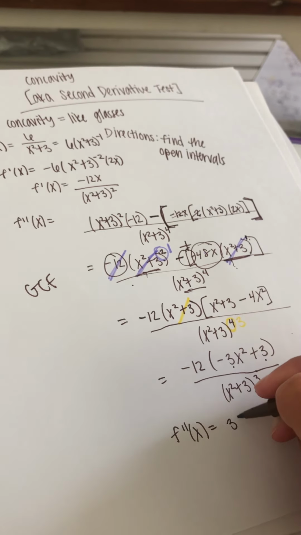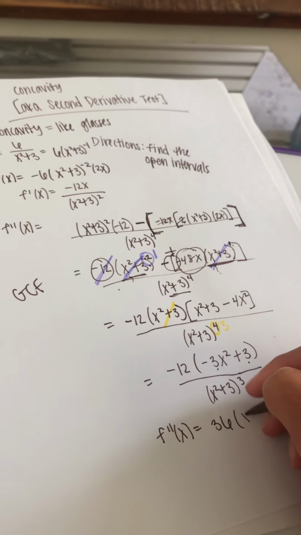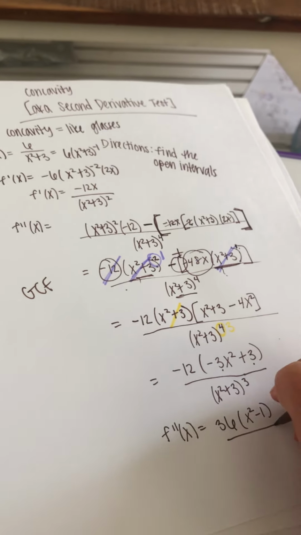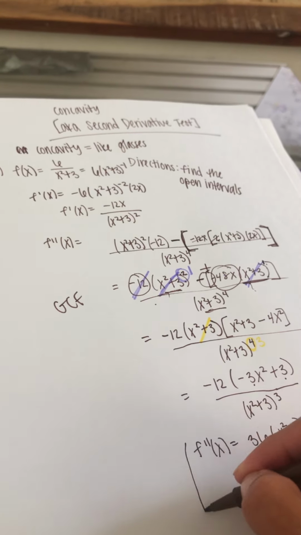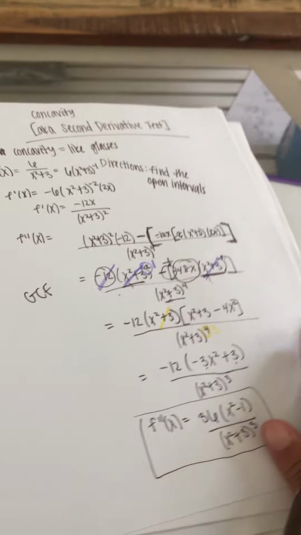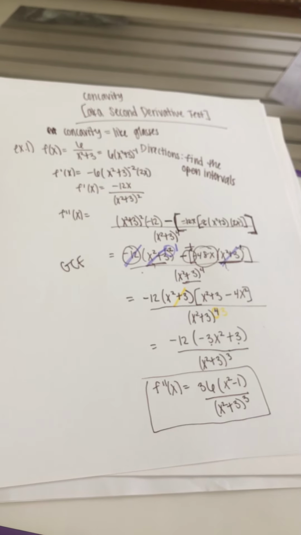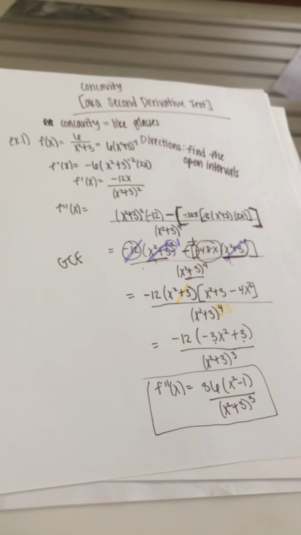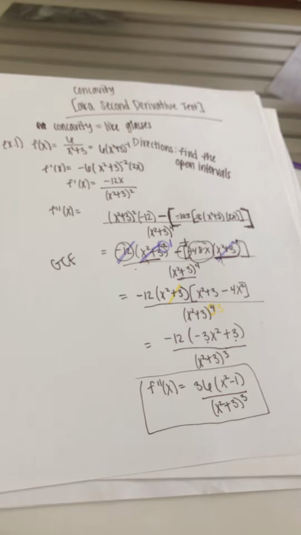So now I have positive 36 on the outside, and when I pull that out, I've got x squared minus 1 left all over x squared plus 3 cubed. This is my second derivative. I am going to pause for just a second, get a new sheet of paper, but I'm going to continue on the same video, okay? That is very lengthy. That is the second derivative.